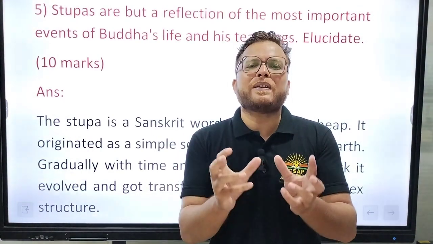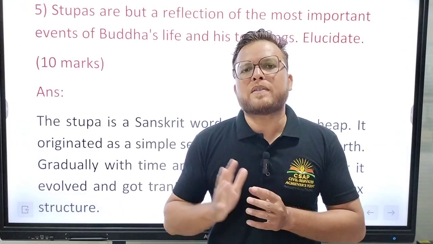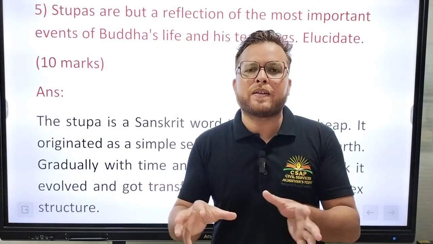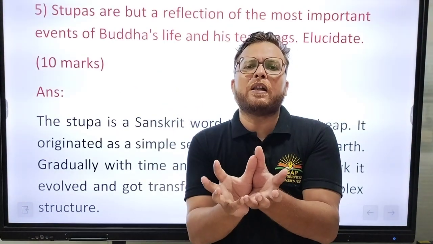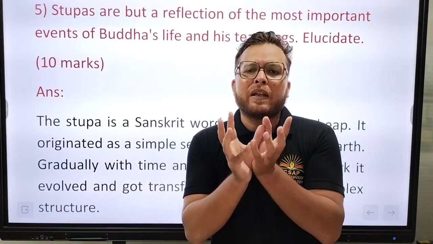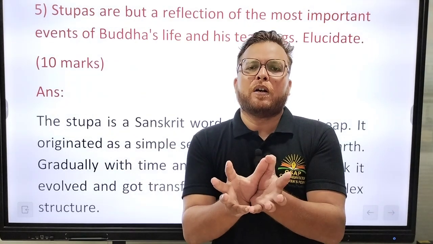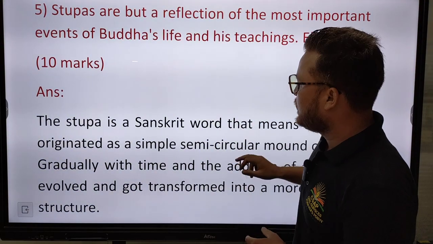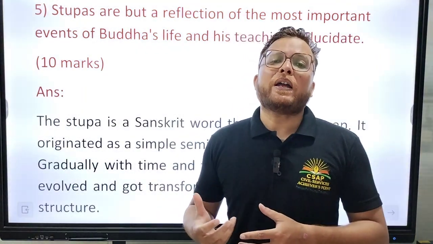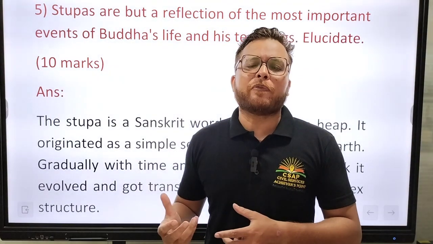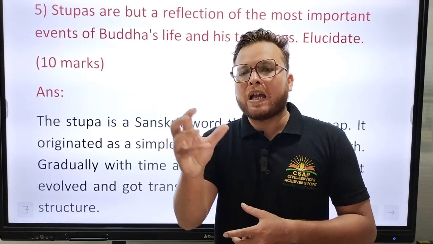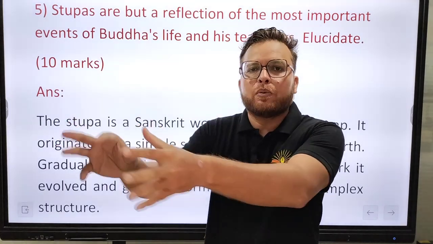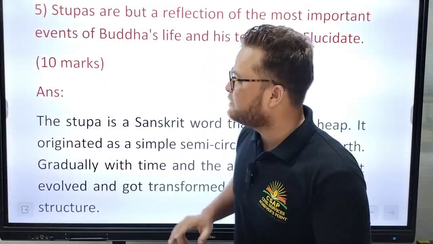Okay, so all these things could have been included in the answer. This could have been a very beautiful answer. On top of that, if you talk about the torans, the gateways, the torans themselves are full of beautiful carvings, beautiful relief work, which has a relation with Buddhism. Why do we get to see such beautiful work on the torans? Because the idea was to attract the people passing by the stupas towards Buddhism. Okay?